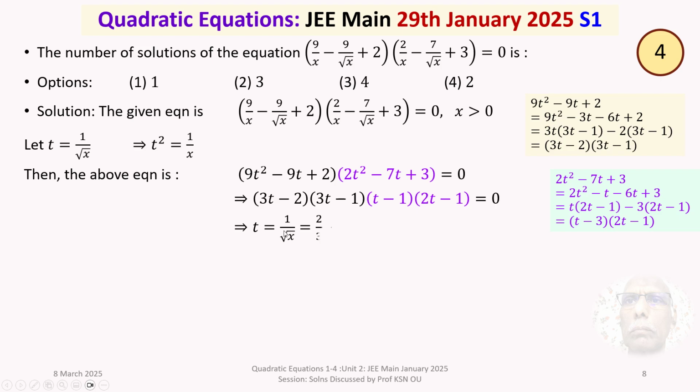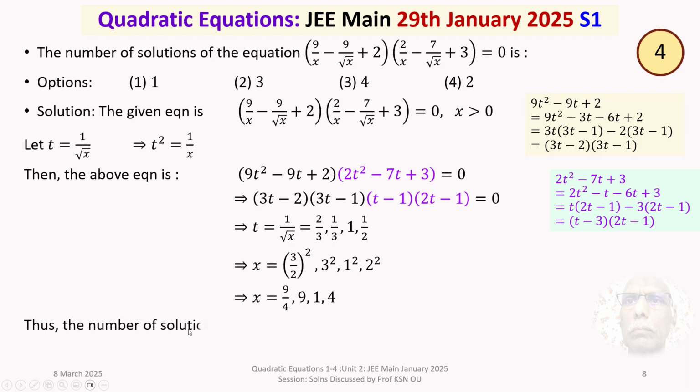Then t is 1 by root x, which is equal to 2 by 3, or 1 by 3, or 3, or 1 by 2. Now take the reciprocals and square them. x is equal to 3 by 2 whole square, 3 square, 1 square, 2 by 1 whole square, that is 2 square. That is x is equal to 9 by 4, 9, 1, 4. So, how many roots did you get? The number of solutions is 4 in number. Thus, the number of solutions of the equation is 4.